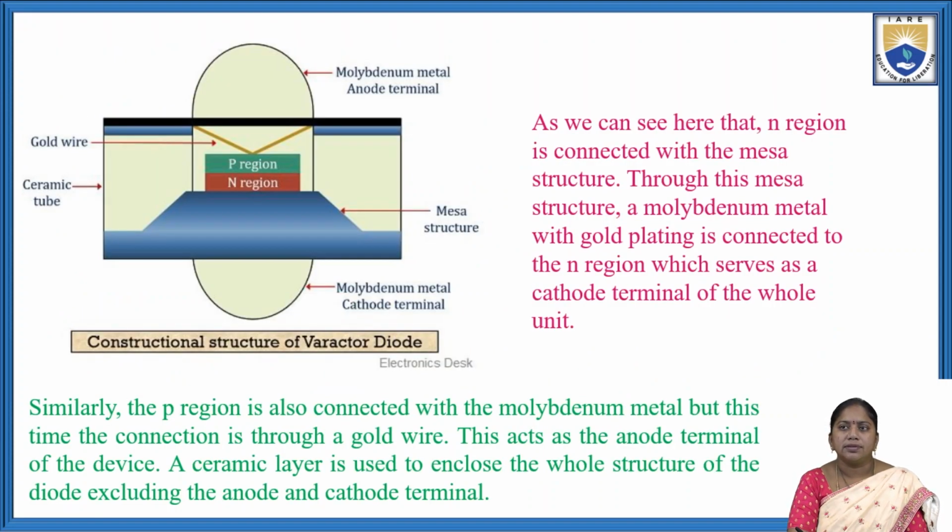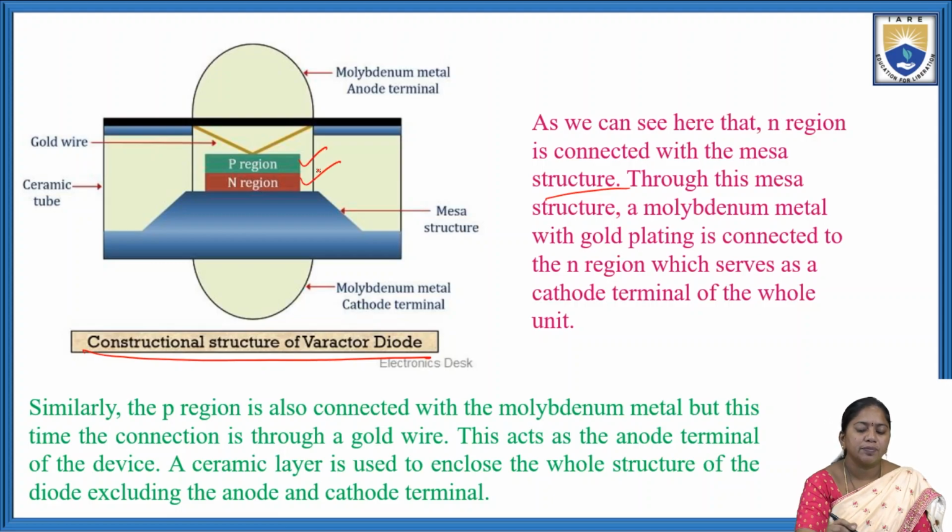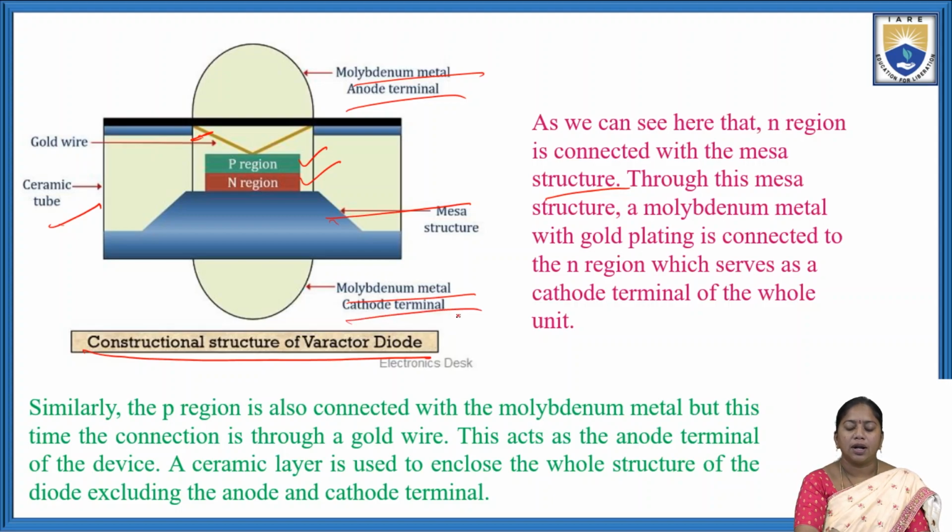As we can see here, the N region is connected with the mesostructure. The figure represents the constructional structure of the varactor diode. This is the P region and N region. The P-type material is merged with the N-type material, and this is the gold wire, and the whole thing is enclosed in a ceramic tube. That one is the molybdenum metal anode terminal. This blue shade is the mesostructure. The lower one is the molybdenum metal cathode terminal, and the upper one is the molybdenum metal anode terminal.